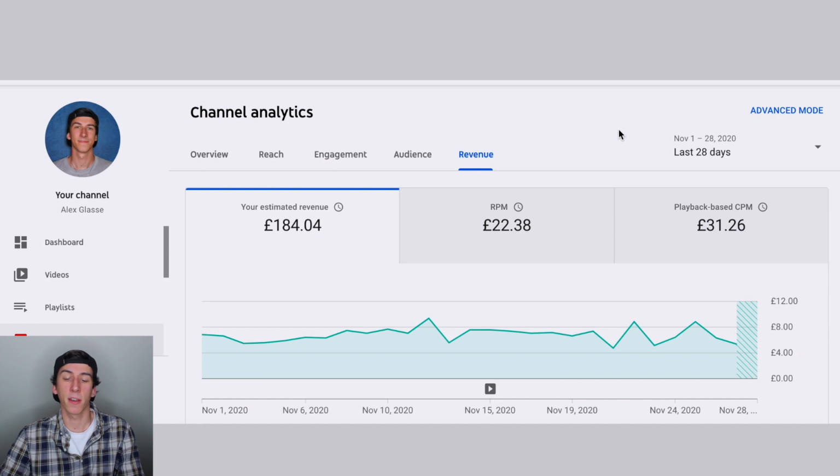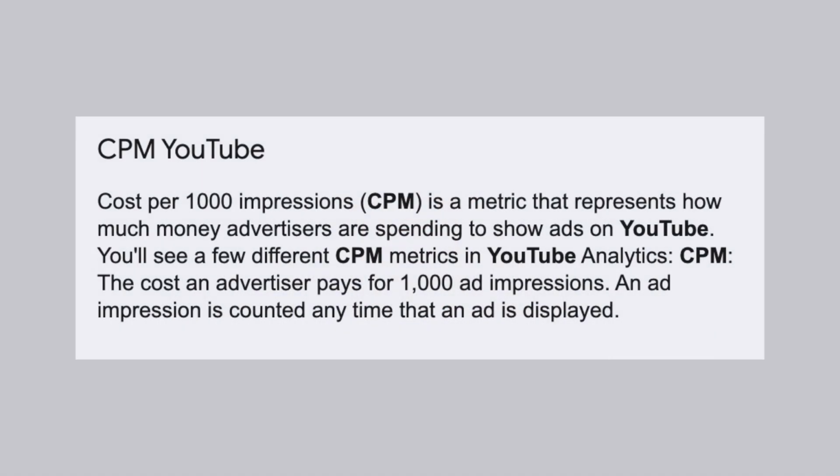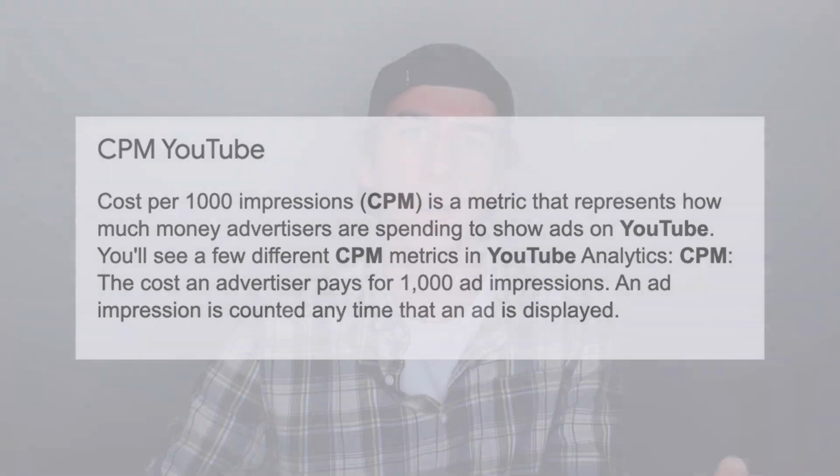If this RPM figure remains consistent, and say the channel got 1 million views, that means that I'd be paid £22,000 in total. So now on to CPM. CPM stands for cost per 1,000 impressions. CPM basically reflects what the advertisers are paying, then that gets input into the RPM, which is what you get paid after YouTube and everything has taken their cut. So for both of these numbers, the higher the better.